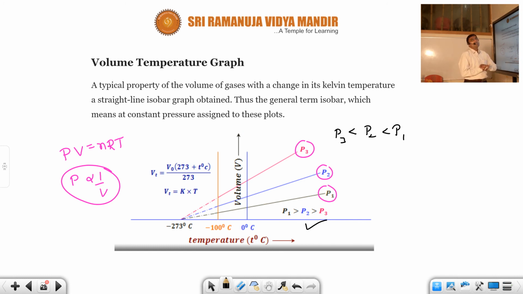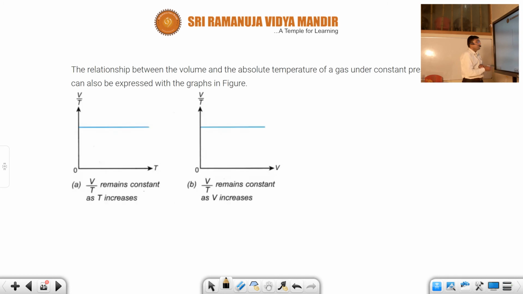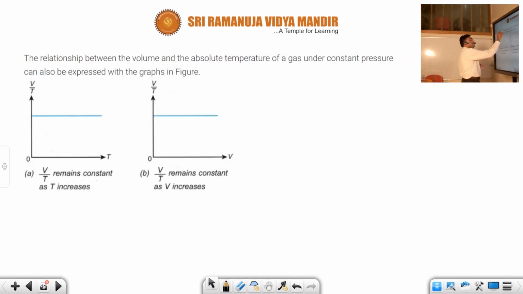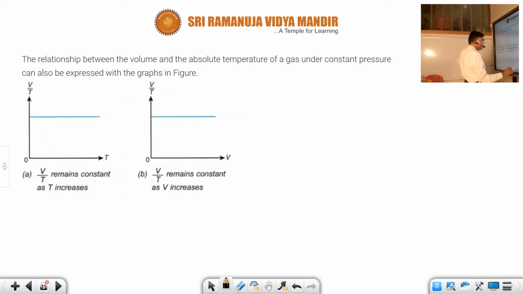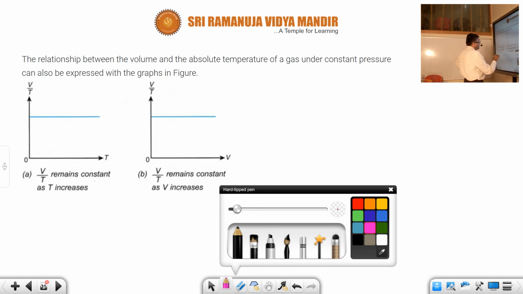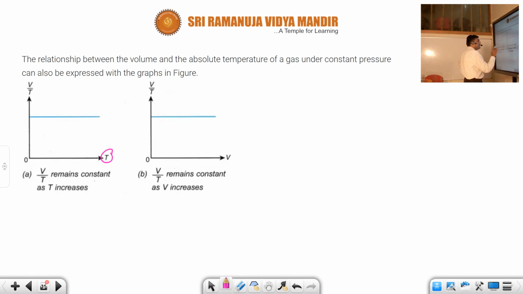This is asked in the competitive examination. So, when different isobars are given, how to basically arrive at the conclusion which isobar is having lowest pressure or highest pressure. Now, let us move on. Already in the statistics I have shown you how V by T is constant. So, in the first case V by T versus temperature is given. Second case V by T versus volume is given. In both cases you are getting constant.